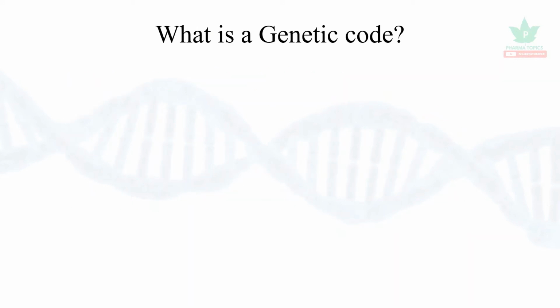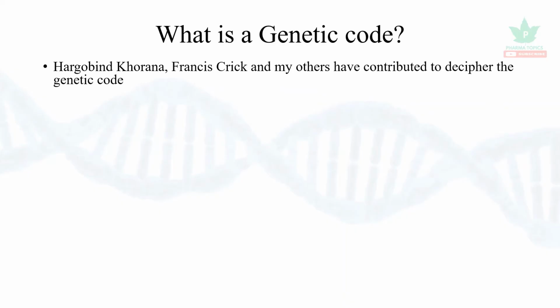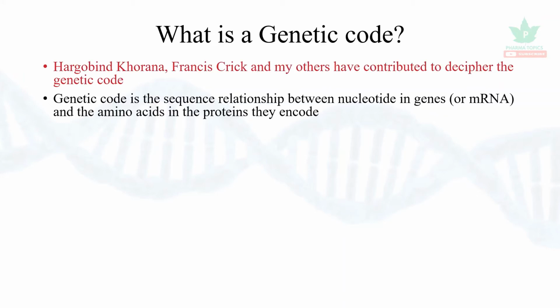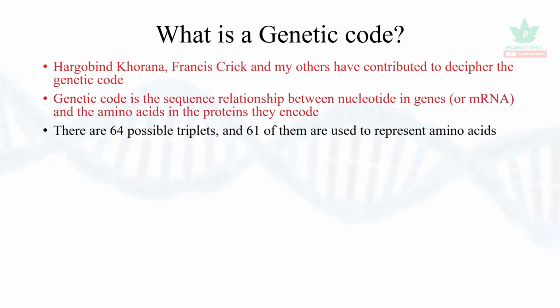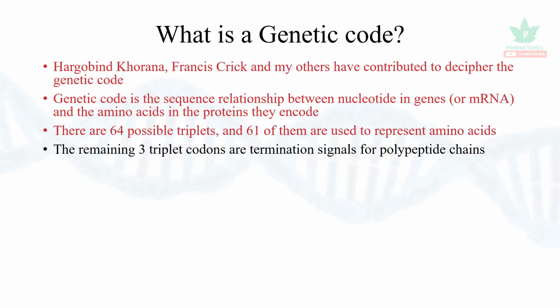Then what is a genetic code? Har Gobind Khorana, Francis Crick and many other scientists have contributed to deciphering the genetic code. Actually, it's a triplet code. It is the relationship between the nucleotides in the genes and the mRNA and the amino acids in the proteins they encode. There are 64 possible triplets. 61 are used to represent the amino acids.